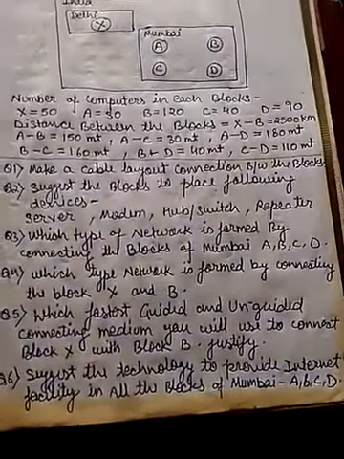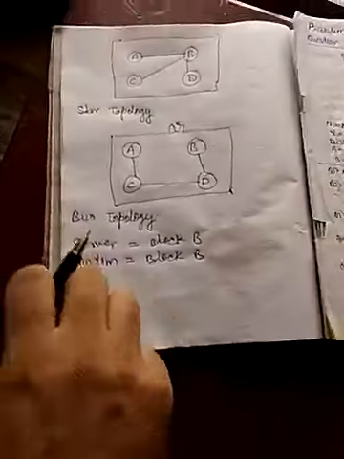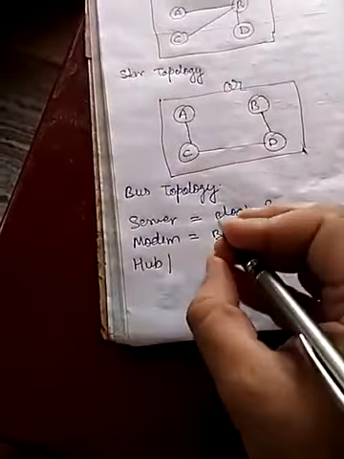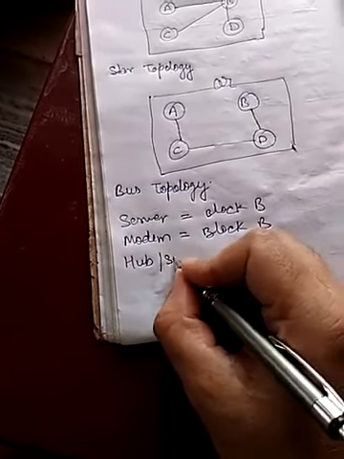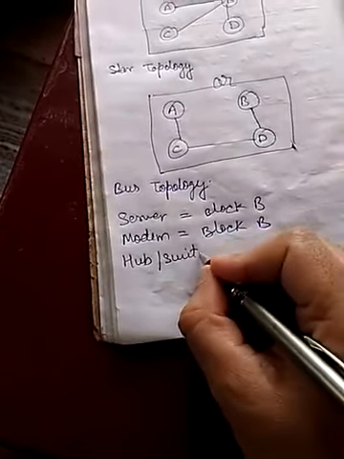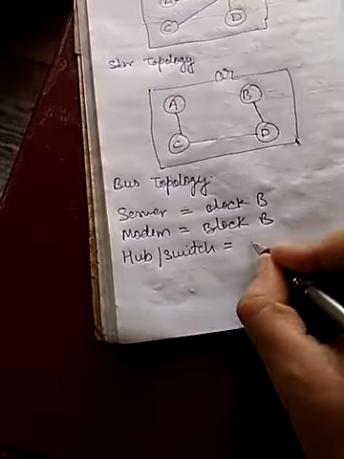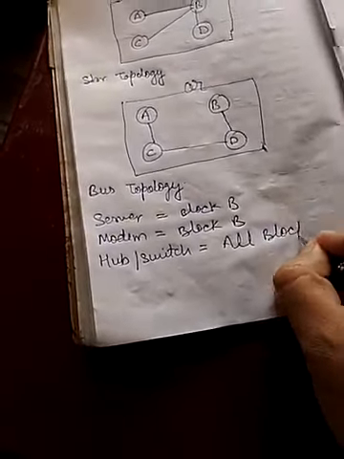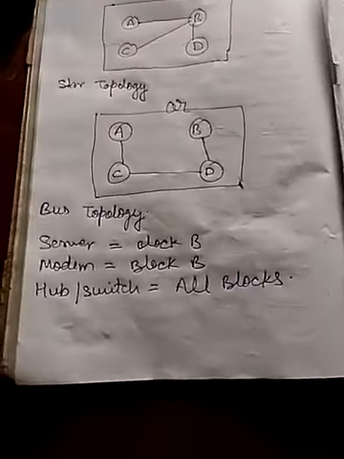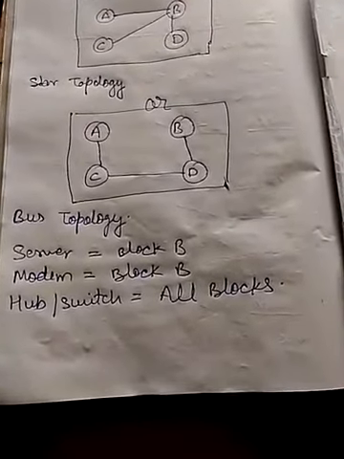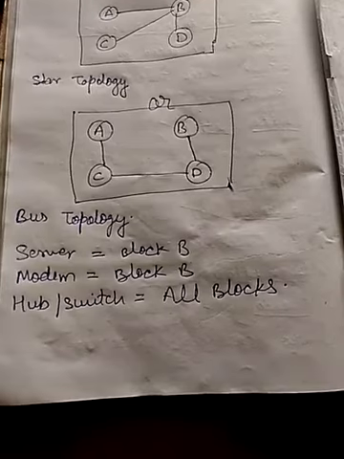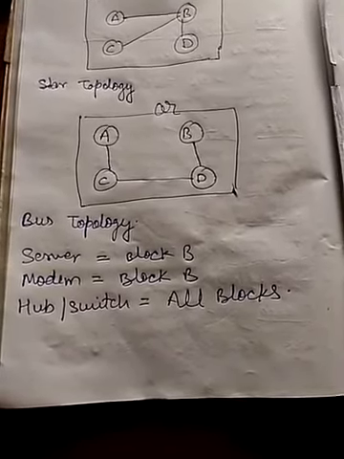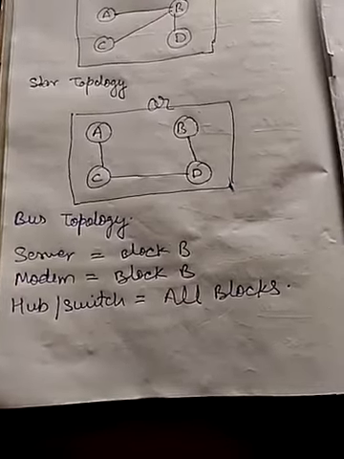Then the placement of hub or switch. Hub or switch is a central connecting device to connect multiple computers with the server. So hub and switch must be installed in all blocks because all blocks contain multiple computers, so it is required to connect multiple computers with the server. That's why we require hub or switch in all the blocks.